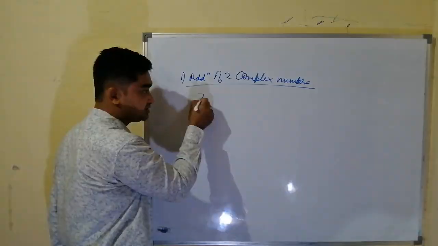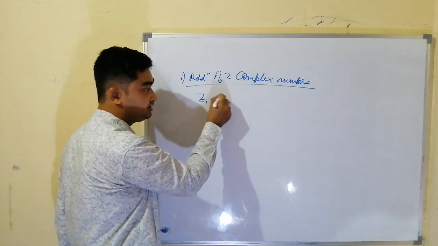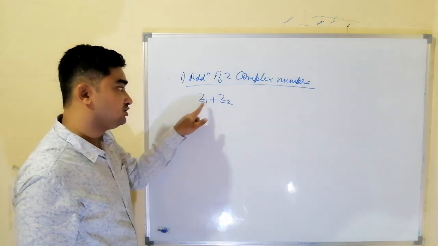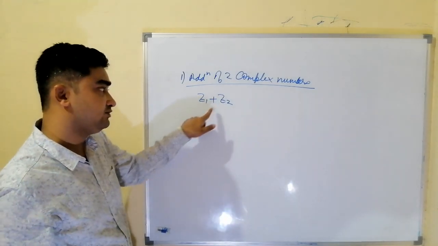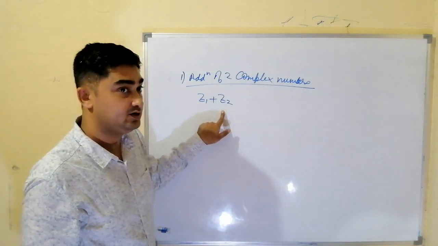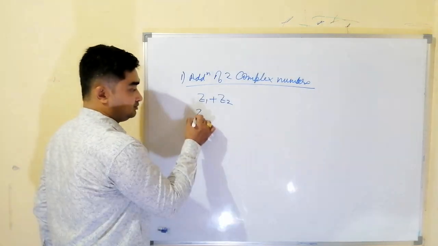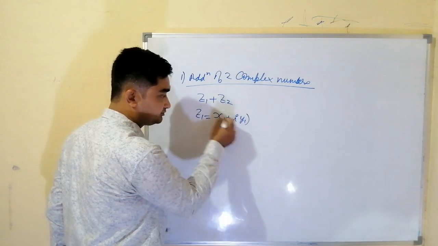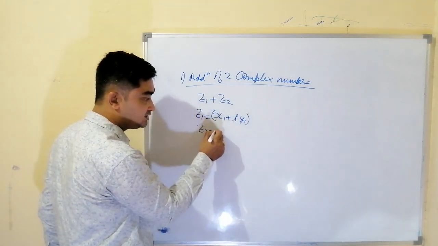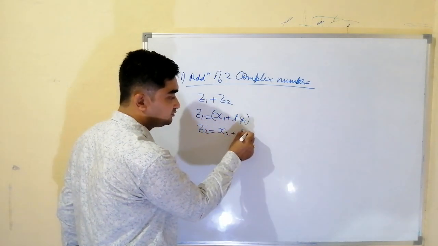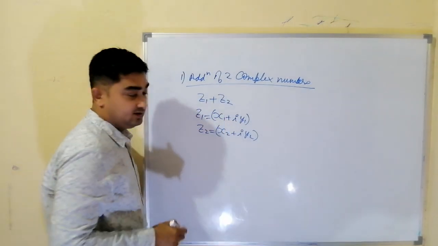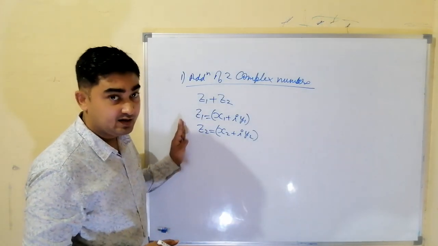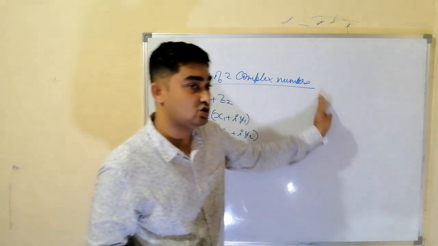Two complex numbers, let us select two. One is Z1, another is Z2. So we have to study the addition of two complex numbers. Let us say Z1 is x1 plus iota y1 and Z2 is x2 plus iota y2. Now there are two ways we can add these. One is analytically, another is geometrically.